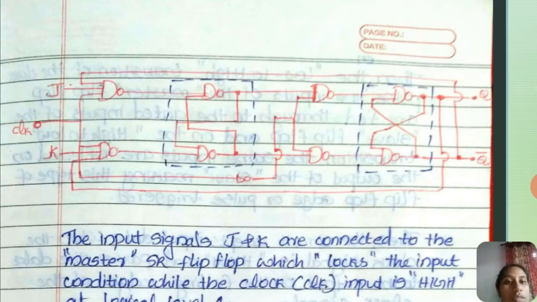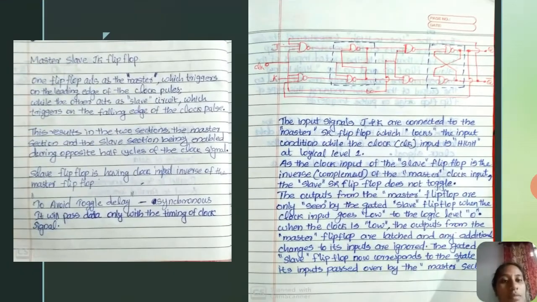This is all about the circuit. This is nothing but an expanded form of the JK flip flop. A normal JK flip flop contains only one SR flip flop inside, and here you have two SR flip flops inside the JK flip flop. One will be the master, the second one will be the slave. Okay, moving on to its working and explanation.